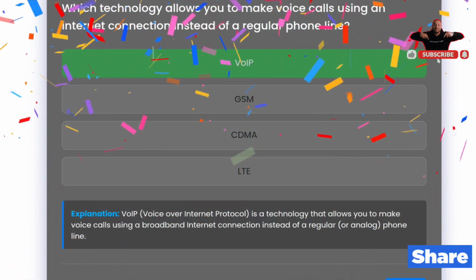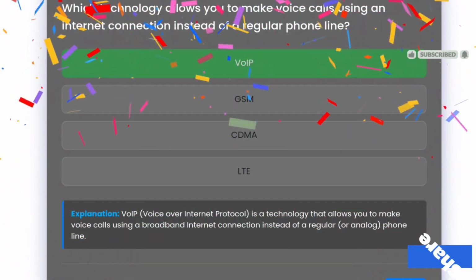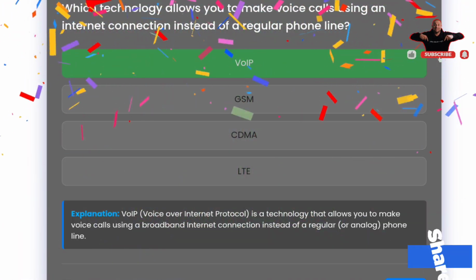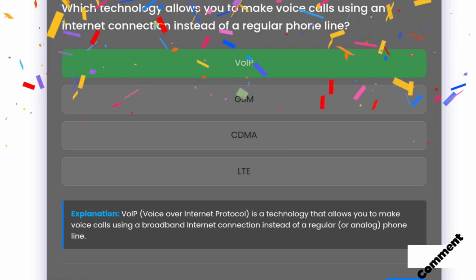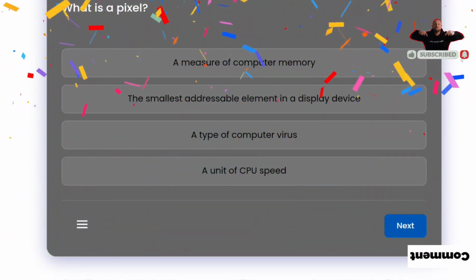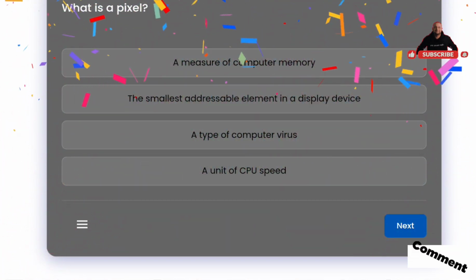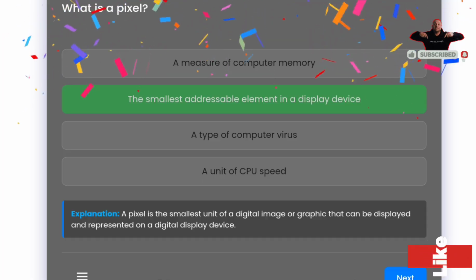VoIP, that means voice over internet protocol, is a technology that allows you to make voice calls using a broadband internet connection instead of a regular phone line. Next question. What is a pixel? Pixel का मतलब क्या होता है? The smallest addressable element in a display device.